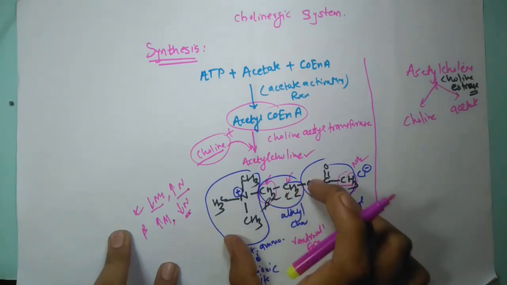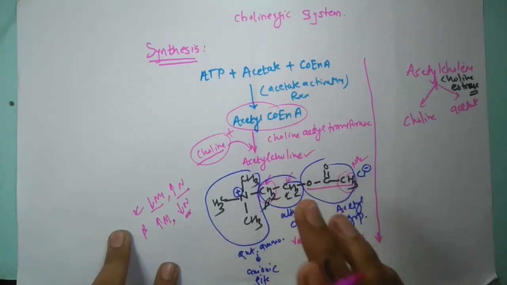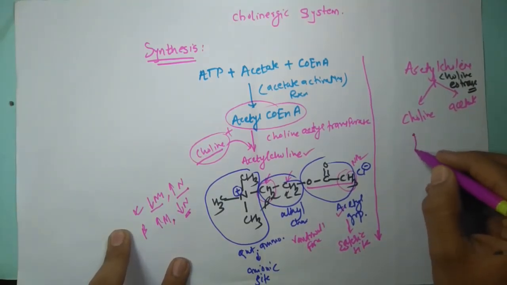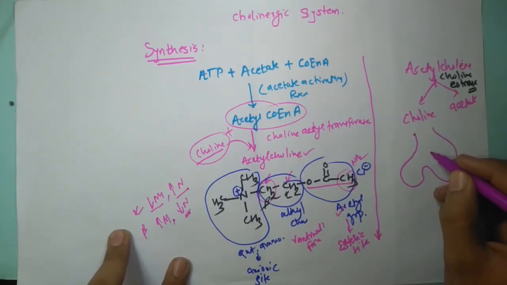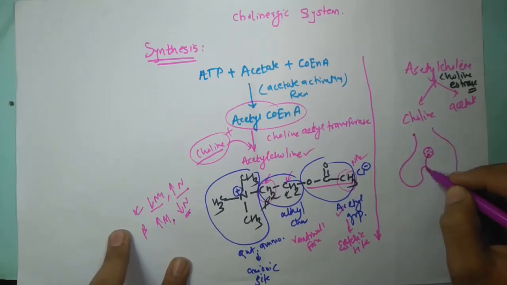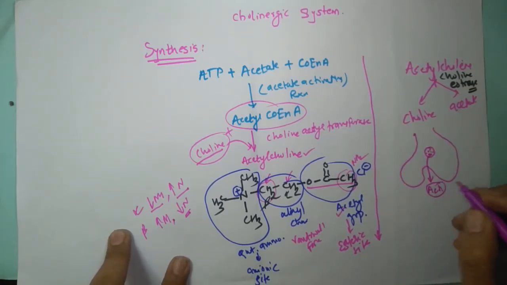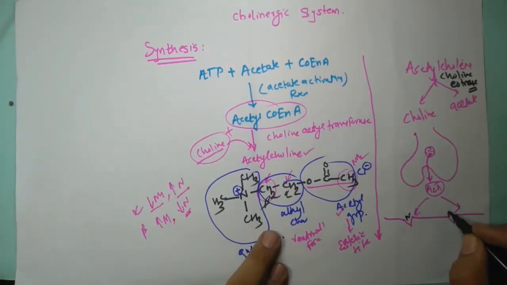This is the structure of acetylcholine chloride. Now we will discuss the mechanism of acetylcholine. This is the nerve end, and in this nerve end there is a packet of acetylcholine. This acetylcholine is released at the nerve ending and directly acts on the receptor, either nicotinic or muscarinic.